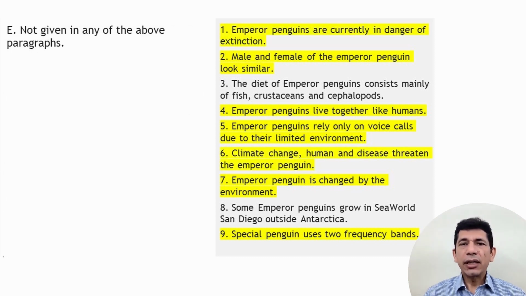Now paragraph E. The 2 last ones which are not matching anywhere will come here. The first is 3, the diet of emperor penguins. He did not talk about the diet. And 8th is some emperor penguins grow up in SeaWorld San Diego outside Antarctica. So he doesn't talk about SeaWorld either.